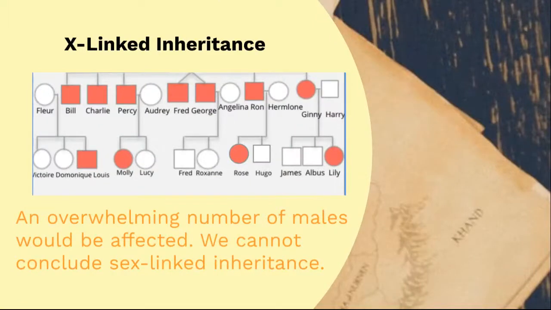A pedigree showing X-linked inheritance would have an overwhelming number of males affected, and in the case of the Weasleys, the ratio of males to females affected is 1 to 3 in the third generation, concluding this is not representative of an X-linked pedigree. In an X-linked trait, we would see mother and son or father and daughter links. For example, Ginny did not pass along red hair to James nor Albus, and Percy did not pass along red hair to Lucy.